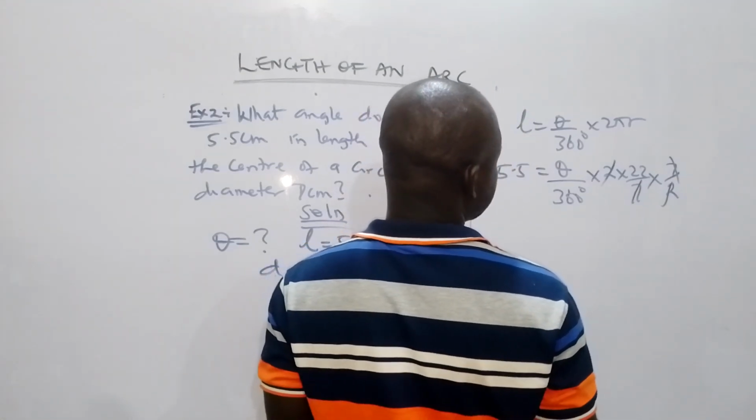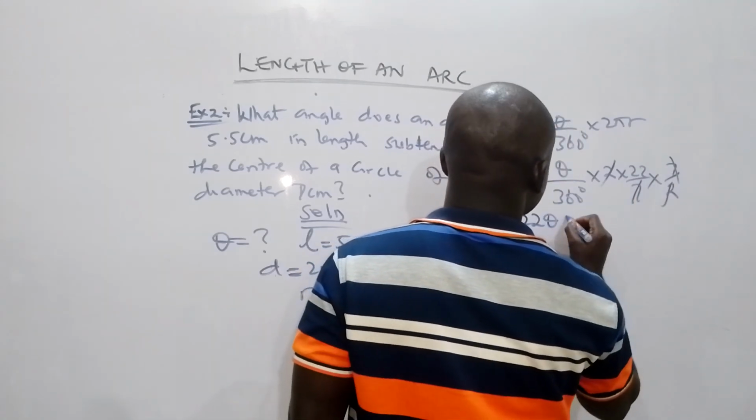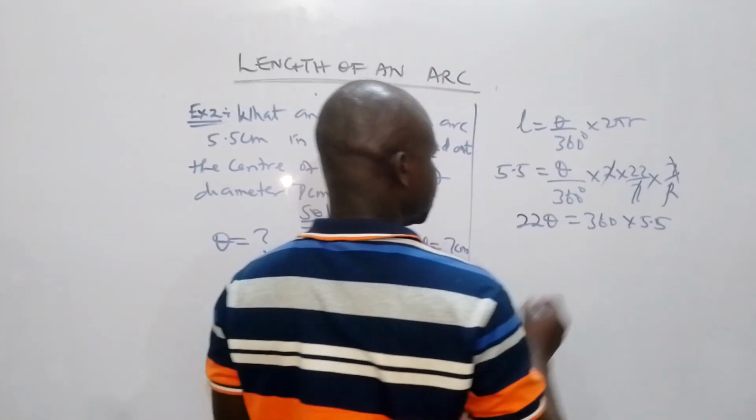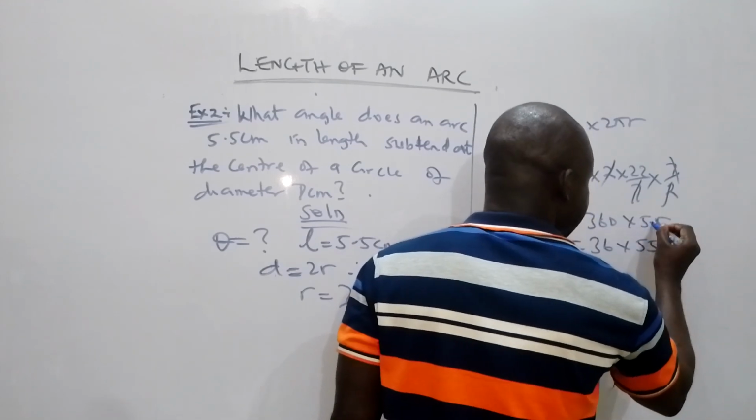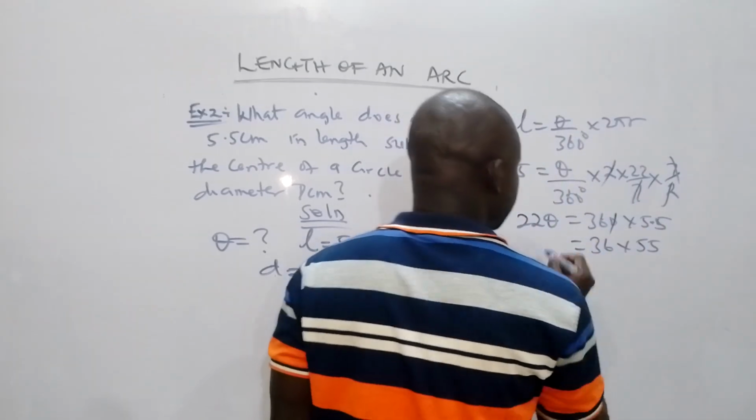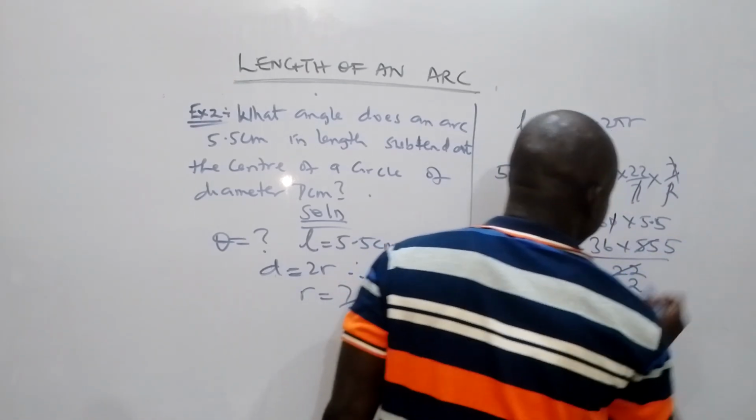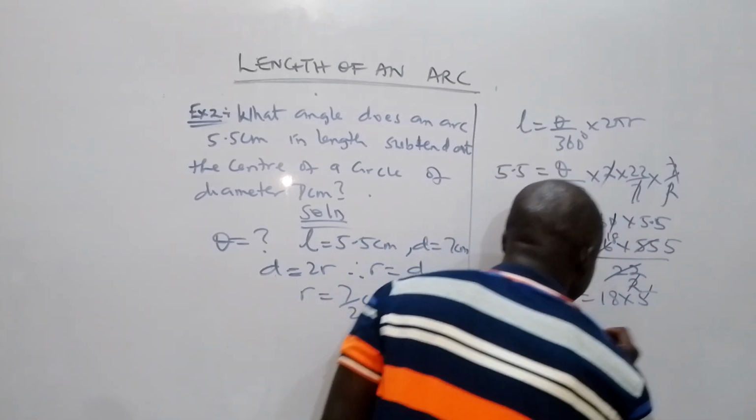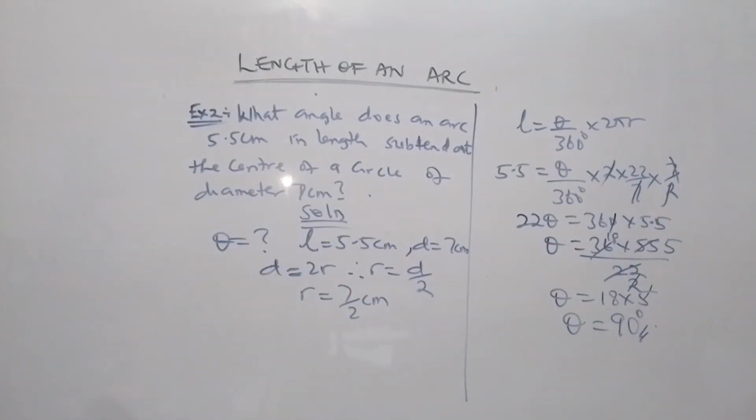So that at the end of the day, we have 22 theta equal to 360 multiplied by 5.5. And of course, this can be equal to 36 multiplied by 55, if I bring this decimal point in front of 5, it takes care of this 0. Then I have theta equal to this divided by 22. 11 here 2, 11 here is 5. 2 here 1, 2 here is 18. So I have theta equal to 18 times 5. Then theta is equal to 90 degrees. So the angle is 90 degrees.